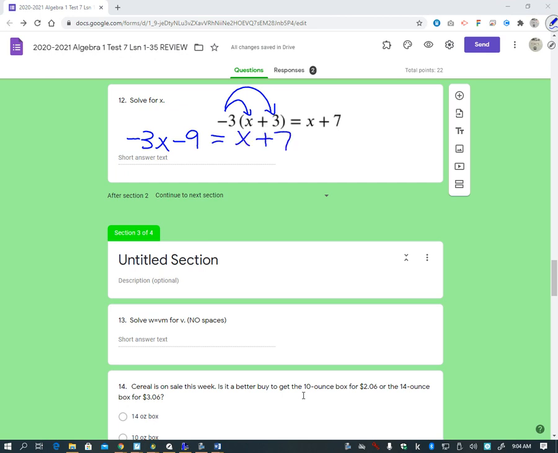We're trying to solve for x. Antonisha, what would you do next? Okay, we're right here. We're on number 12, and we're trying to solve for x.